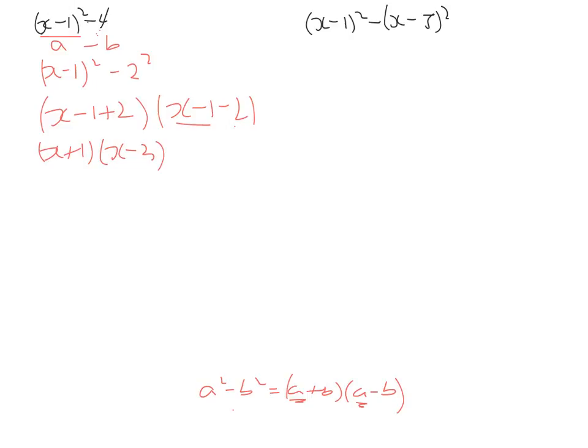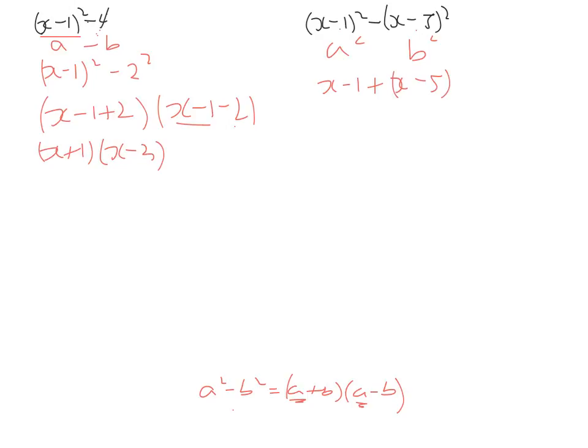In a slightly different context, this is our a term, and this is our b term. This is already squared for us. So this is like a squared, b squared. So here we've got x minus 1 all squared, x minus 5 all squared. So in this case, what we're left with is, we're going to say x minus 1, that's our a term, plus x minus 5.